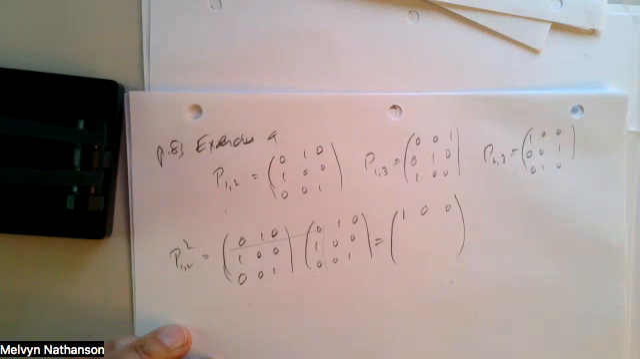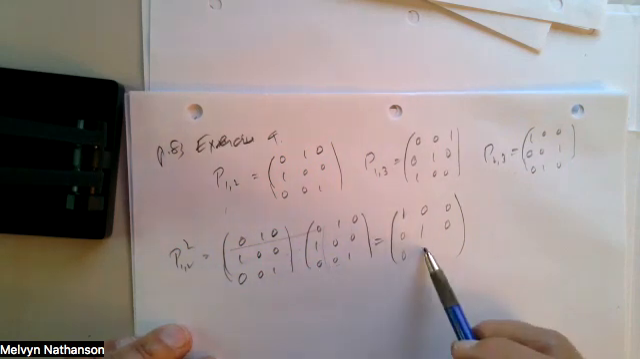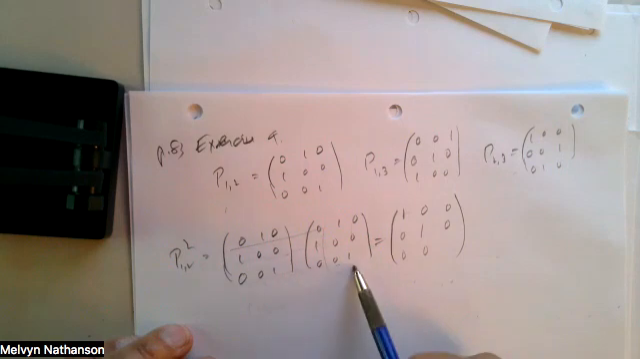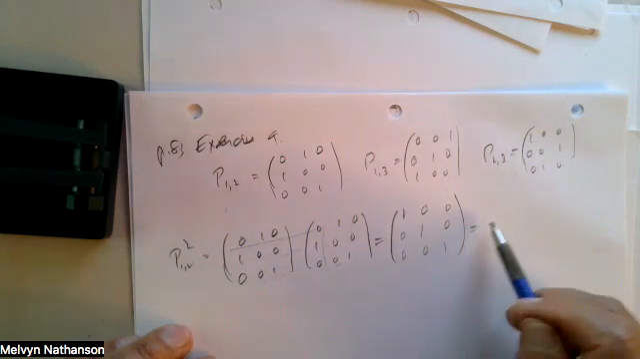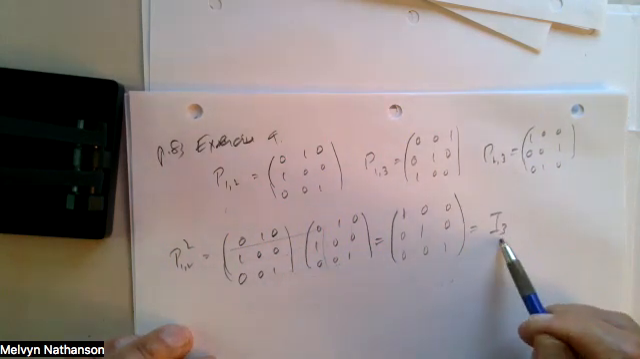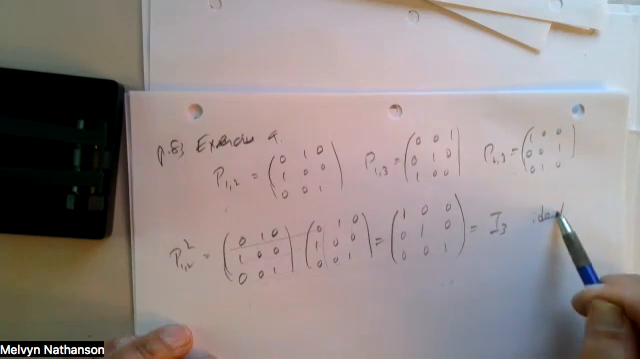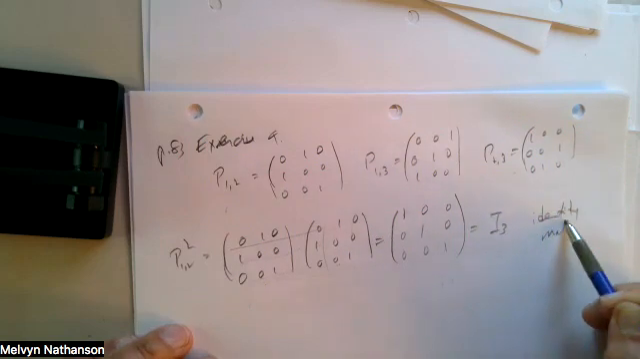Okay. If I take the second row into the first column, I get 0. Second row into second column is 1. Second row into third column, again, I'm just multiplying row times column, is 0. Third row into the first column is 0. Third row into the second column is 0. Third row into the third column is 1. And this is exactly the 3 by 3 identity matrix, right? That's what I3 means.